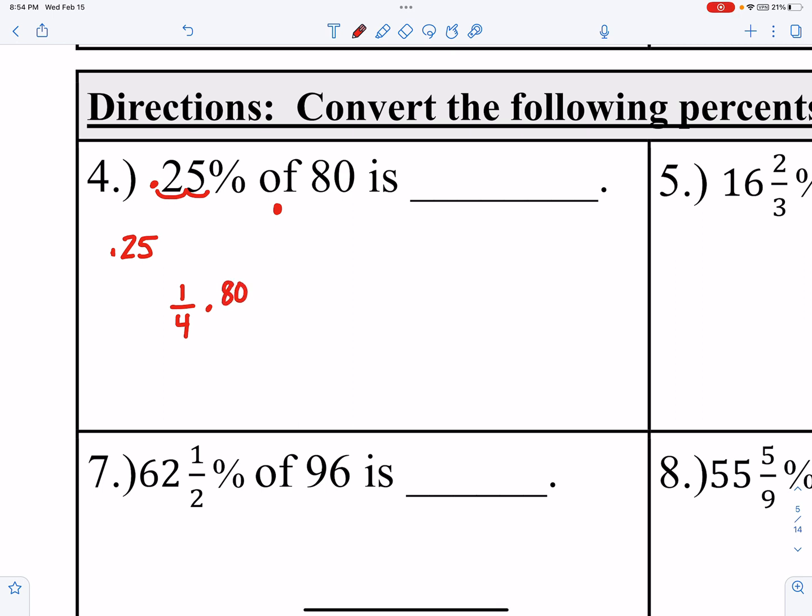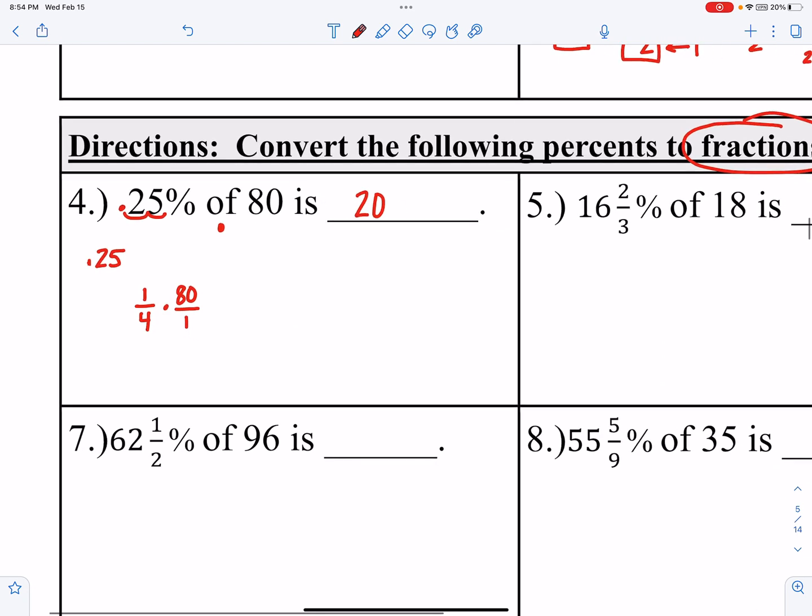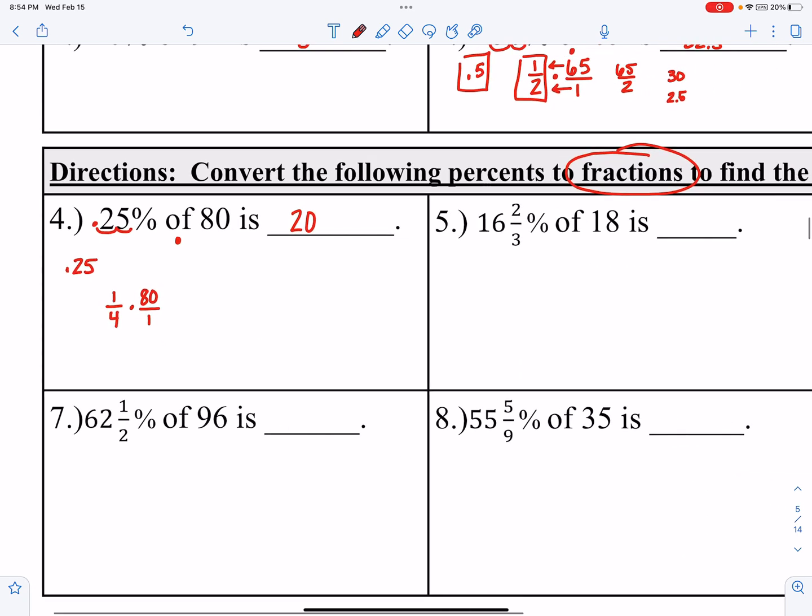I'm writing it up in the numerator, and this is the same thing as 80 over 1. So if we multiply and join those together, we have 80 divided by 4. And when we're doing 80 divided by 4, I know that is 20. So this is one strategy: changing the percent to fraction form and then doing that division.